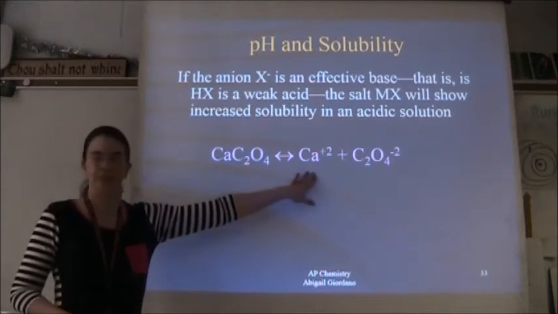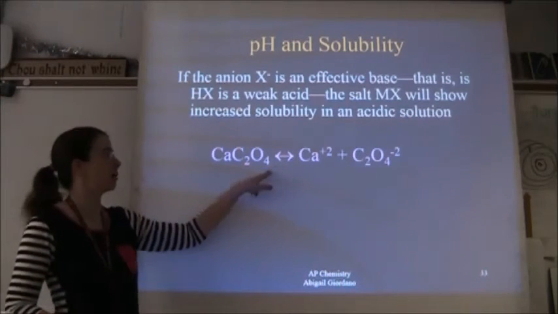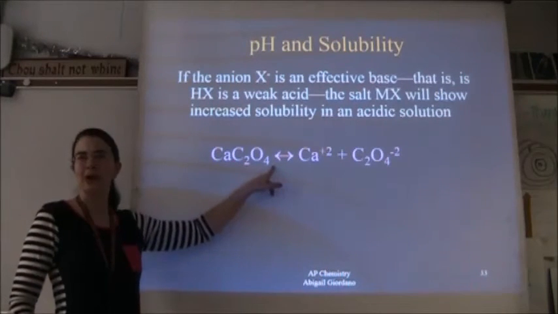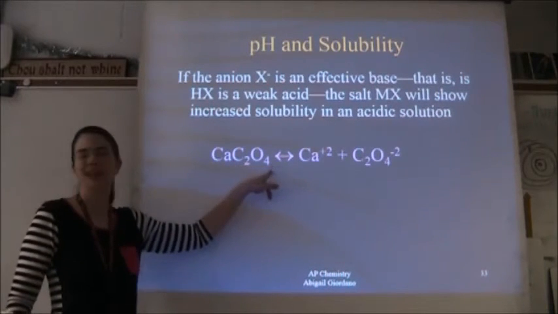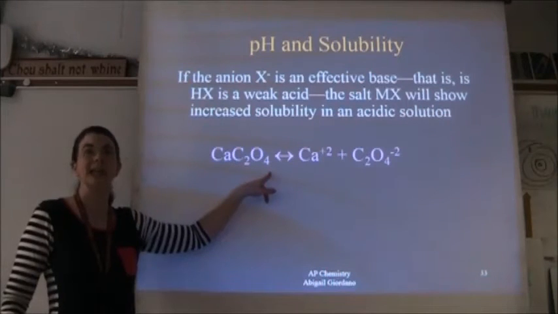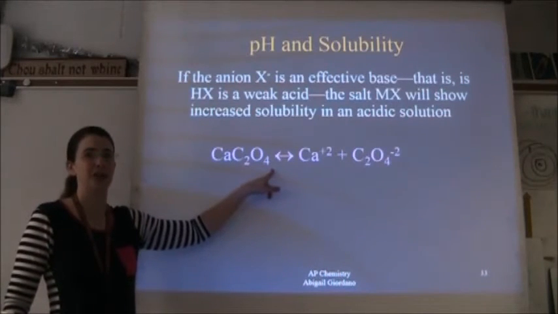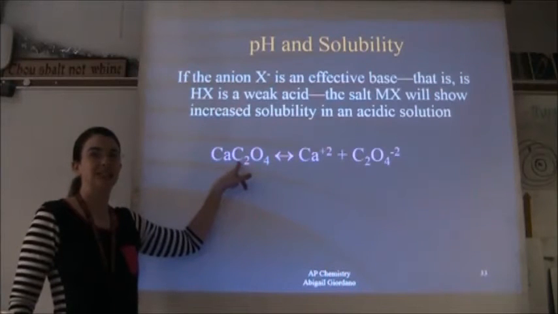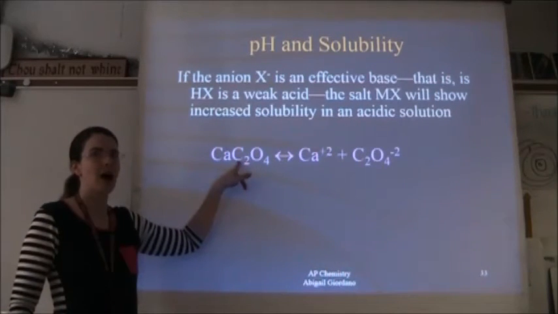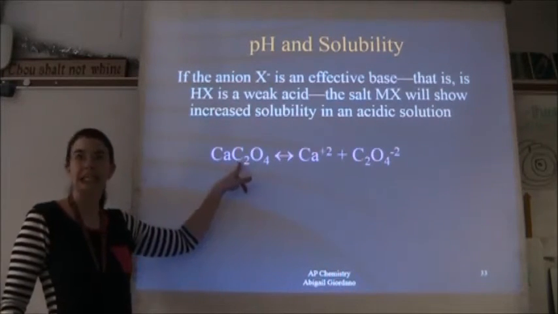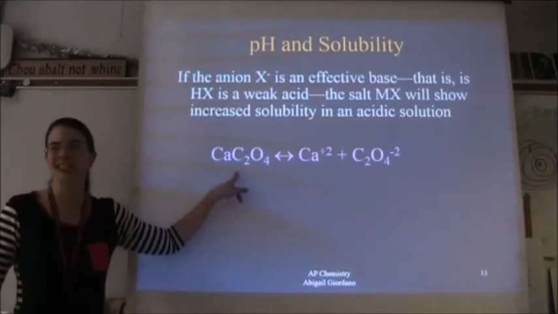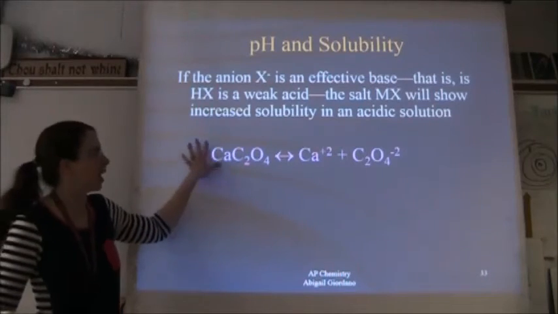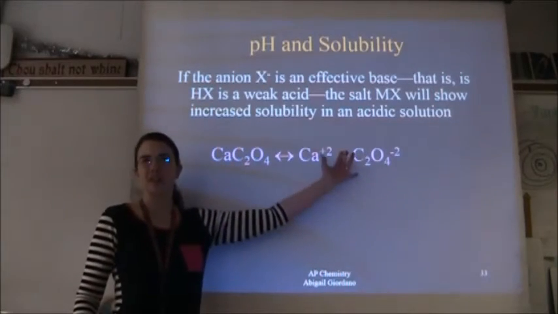Focus here. All right? We've got an ionic compound. This is calcium. Do you guys remember? This is not one of the polyatomics I had you memorize, but it is on your polyatomic ion sheet. Do you know the name of this guy? It starts with an O. Oxalate. It is called calcium oxalate. Okay? When it ionizes, this is what happens.